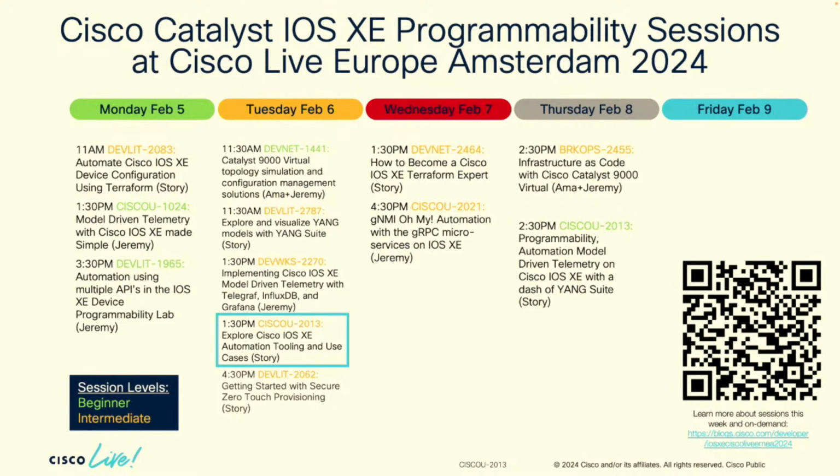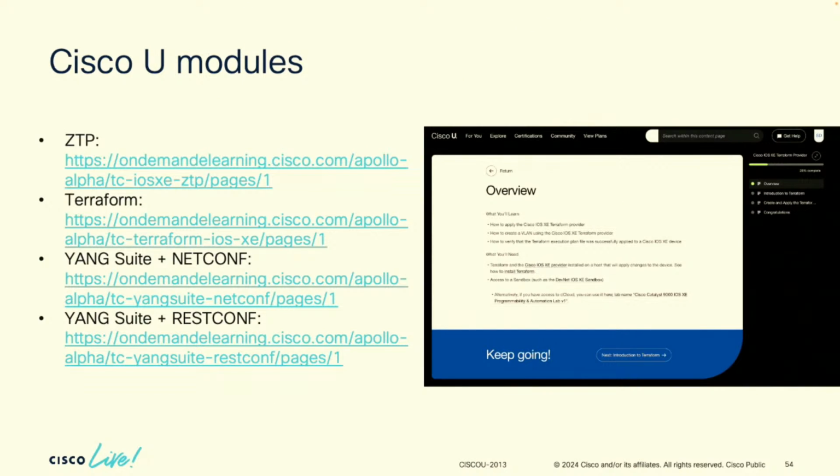We also have quite a few Cisco U modules. So we have some on Yang Suite, one on Yang Suite and NETCONF, one on Yang Suite and RESTCONF. We also have one on Terraform, and even the day zero operation of going through zero-touch provisioning. So if you're interested in kind of a how-to or a step-by-step, definitely check out our Cisco U modules.